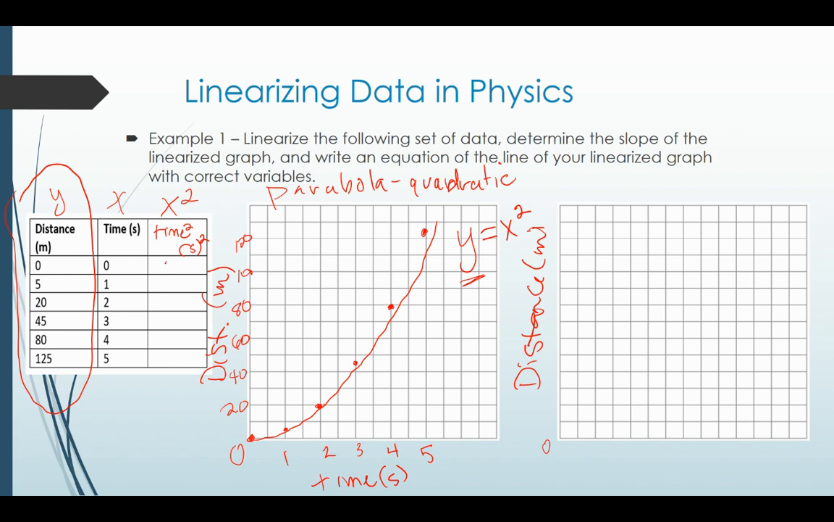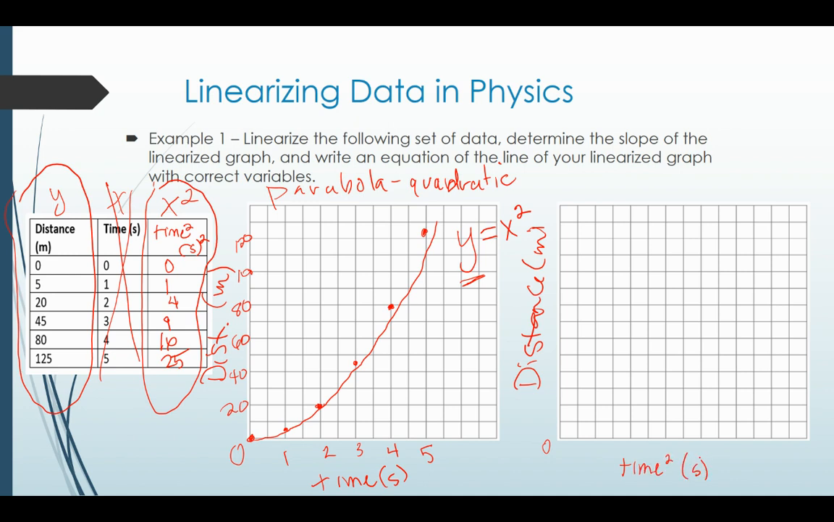So of course, I take my entire x column and I square everything. 0 squared is 0, 1 squared is 1, 2 squared is 4, 9, 16, and 25. And then I graph these two columns. So instead of graphing this, because I already did that to figure stuff out, I'm going to graph distance on my y-axis, and I'm going to graph time squared on my x-axis.